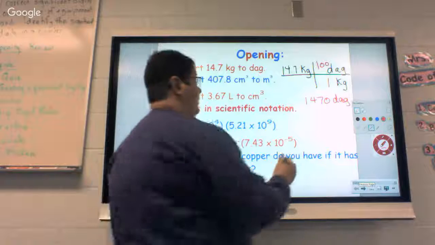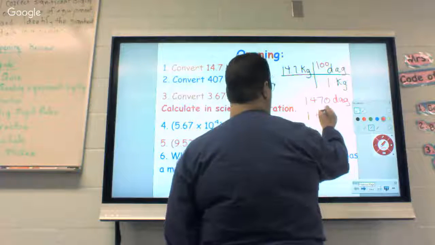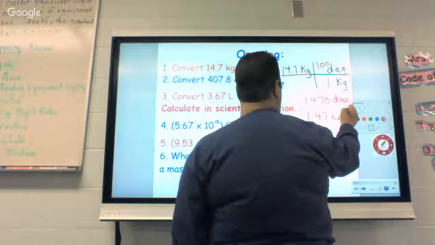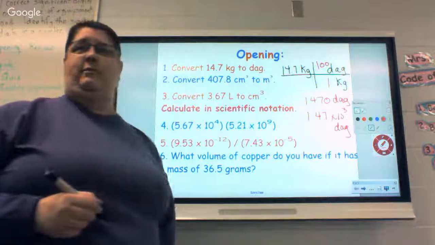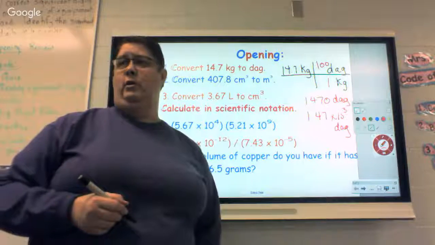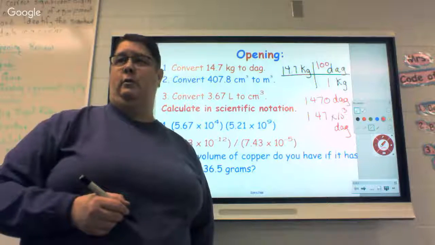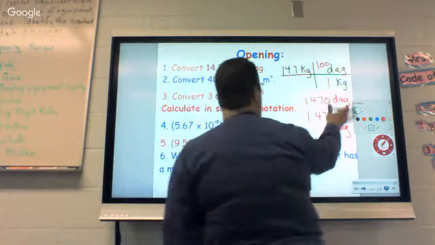Now, if you put it in scientific notation on the quiz, 1.47 times 10 to the third decagrams would also be fine. So either answer is acceptable. I don't care which way you wrote it on your paper. I'm good with either. Okay? All right, number 2.